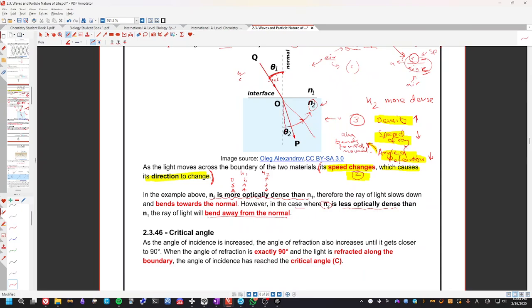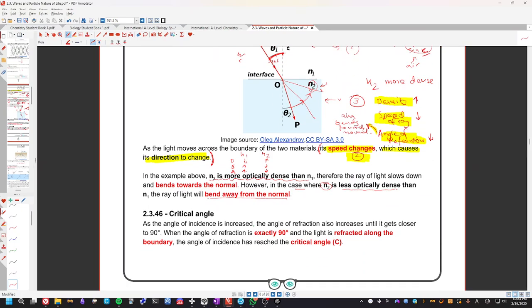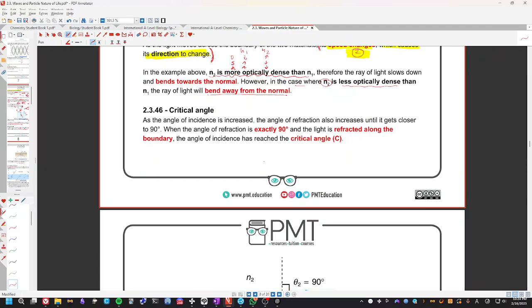It's going to go closer, okay? So as it goes faster, the angle increases, and so it bends away, or goes away, or turns away, whatever you call it. So now we talk about critical angle.